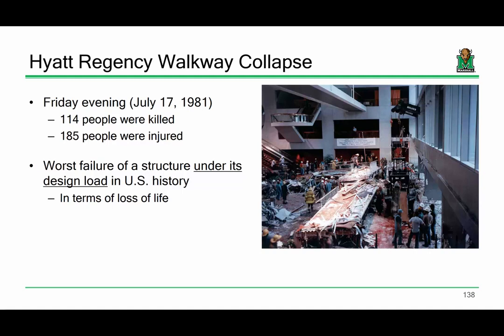That is not day-to-day operation of the building in any way, shape, or form. This was.